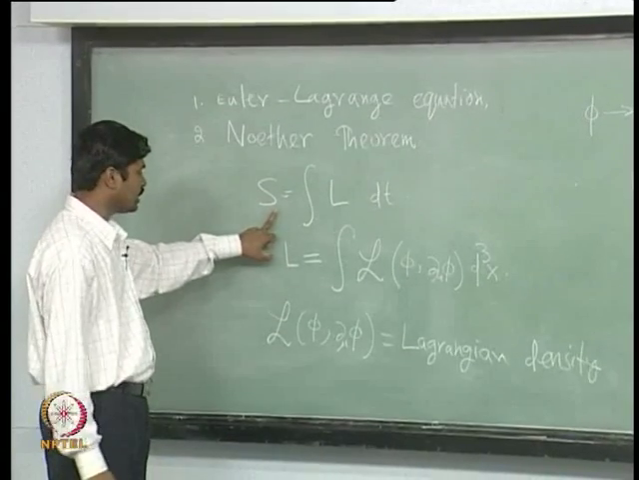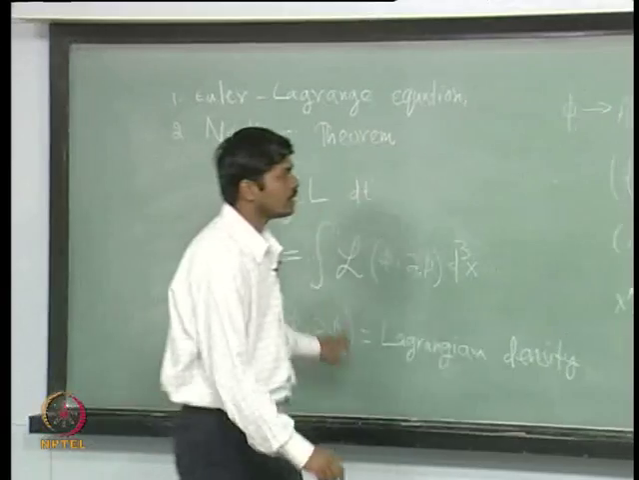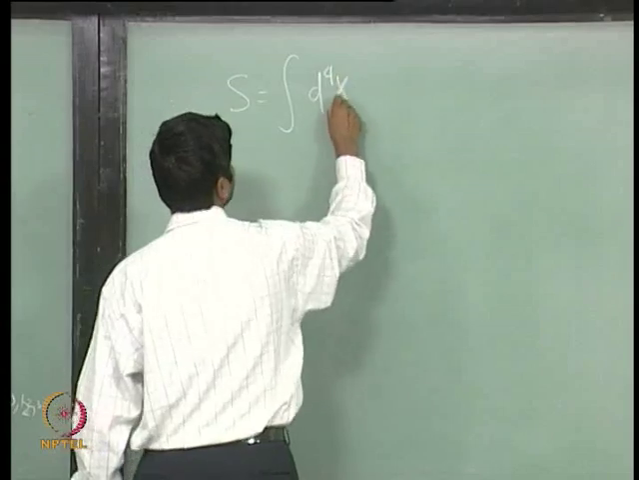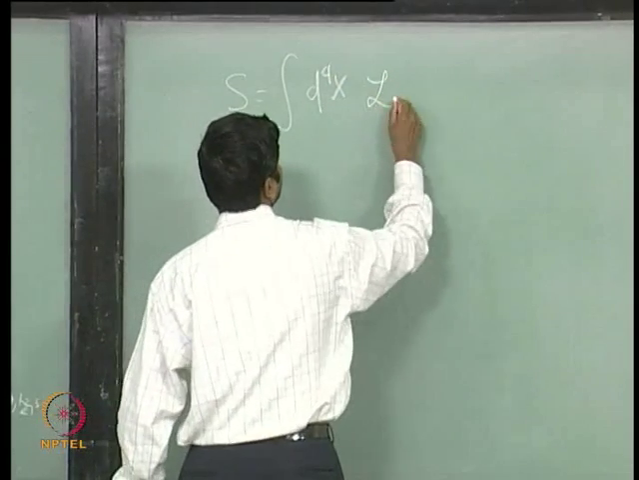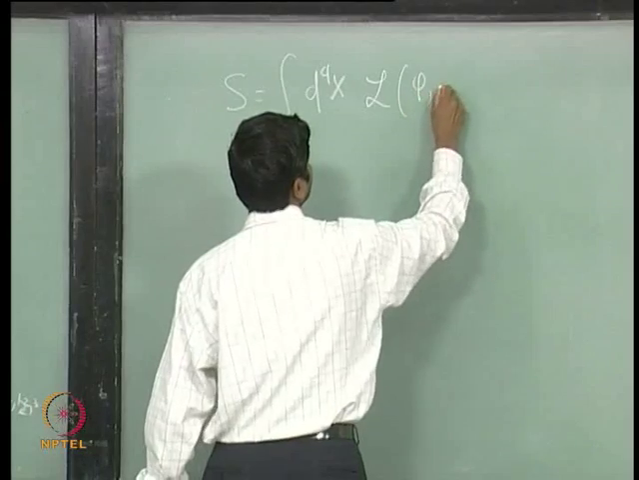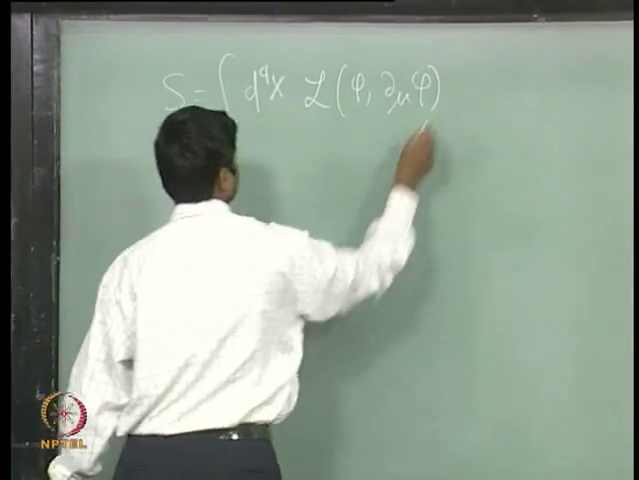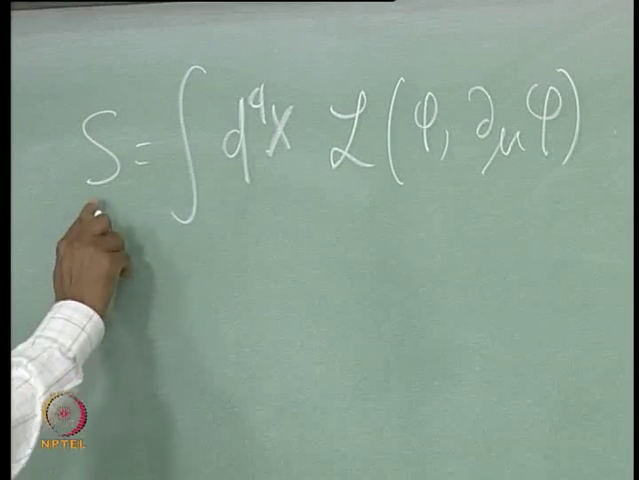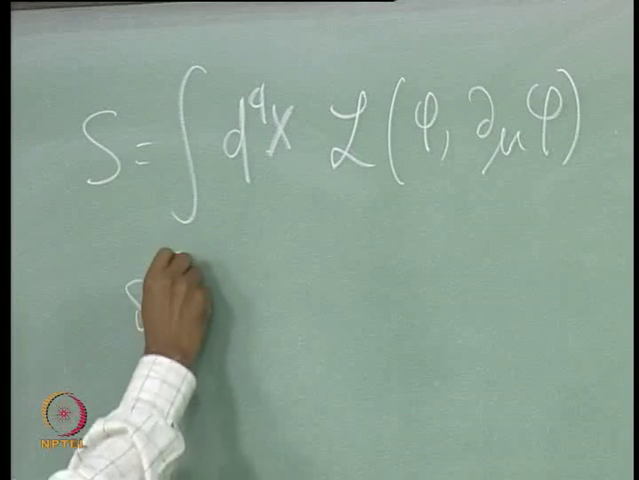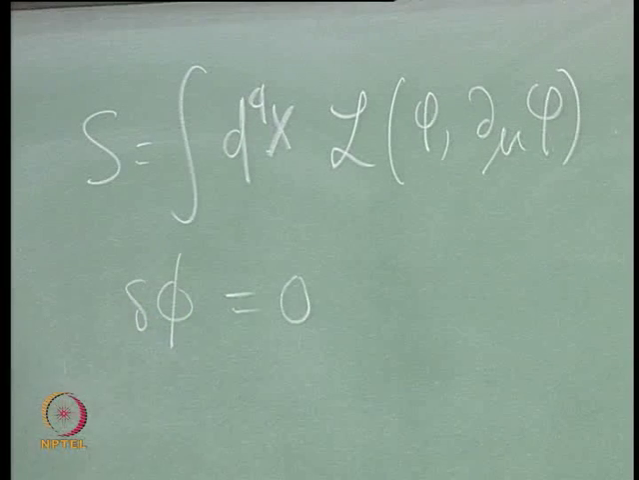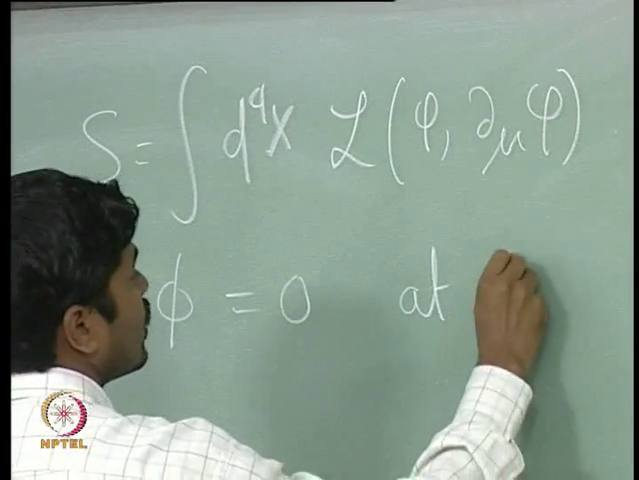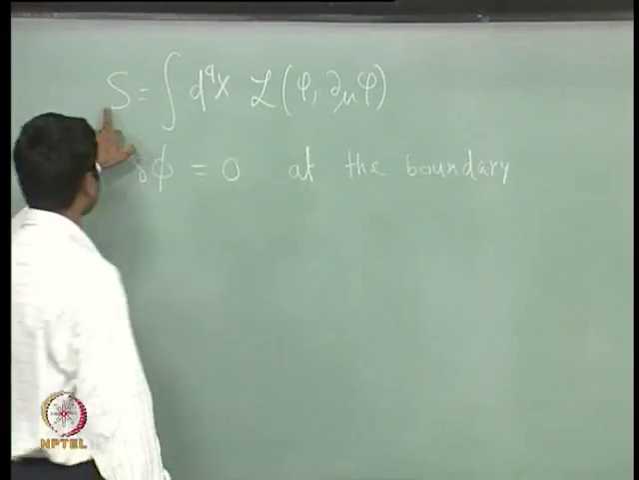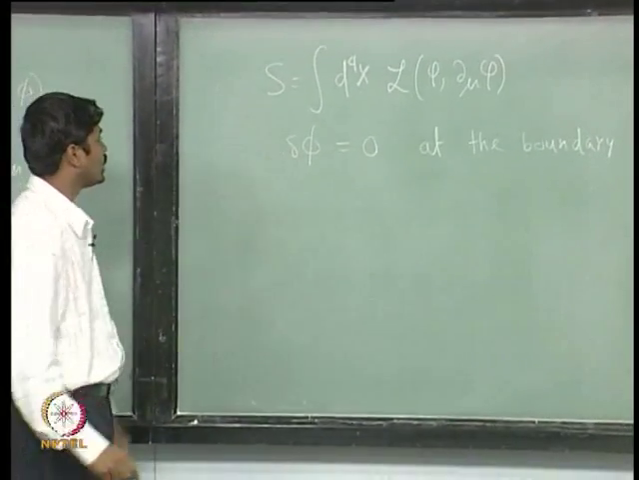So, we will take this action. From this we can see that the action S is actually the integral of d4x times the Lagrangian density of phi and del mu phi. We will vary this action S by keeping the variation of the field, delta phi, equal to 0 at the boundary, and this will give me the field equations. So, let us do that.